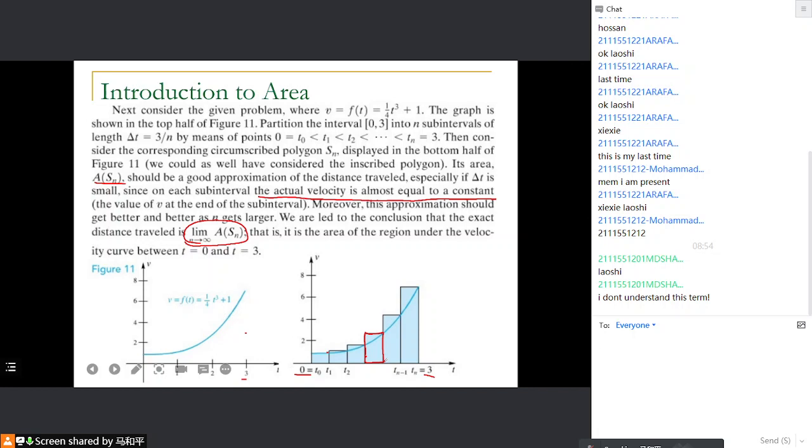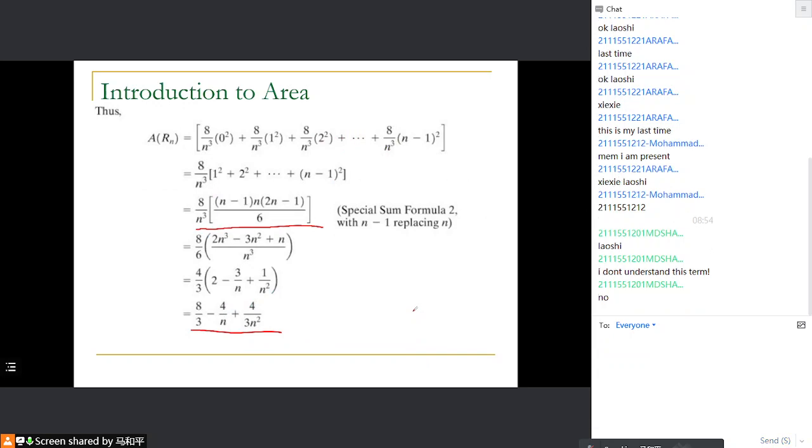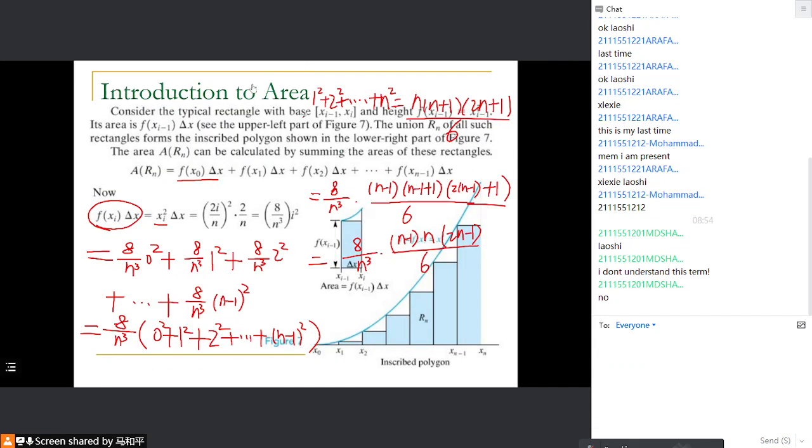You don't understand? This tells us how to calculate the. Do you know the first one?